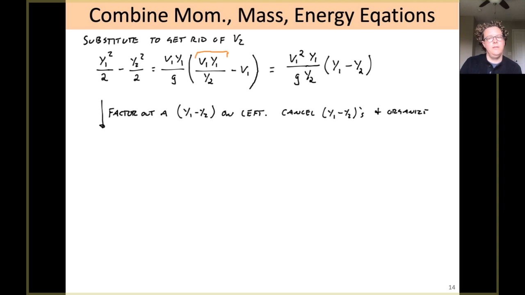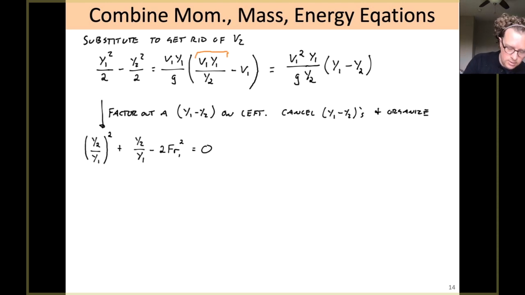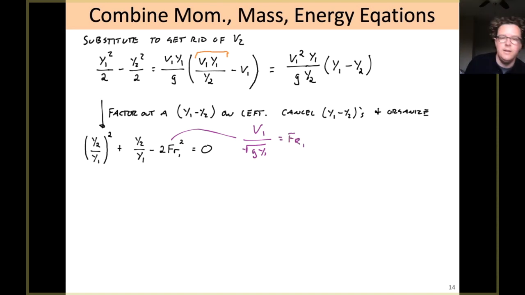Now from there, we can factor out a y1 minus y2 from the left-hand side of the equation. We can divide both sides by y1 minus y2, and we can organize. And if you trust me to do the algebra, you end up with an equation like this: the quantity (y2 over y1) squared plus (y2 over y1) minus 2 times the Froude number at point 1 squared. You'll remember the Froude number, of course, would be V1 over root g y1. That is our Froude number calculated at point 1.